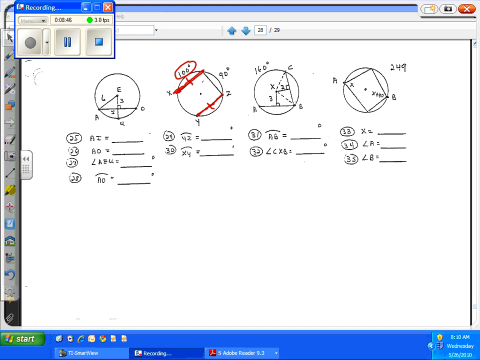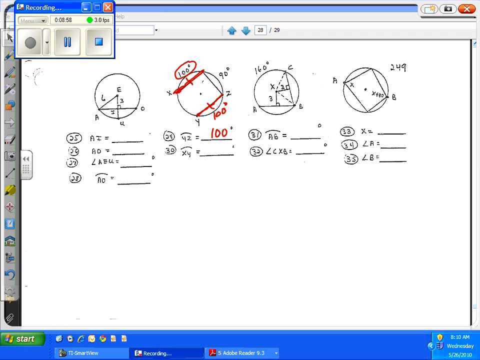Numbers 29 and 30. What we see here is equal chords. This chord has 1 mark. This chord has 1 mark. In equal circles, or we could say in congruent circles or in the same circle, equal chords have equal arcs. The arc of the first chord there is 100, therefore the arc of this chord is 100. So arc YZ is 100 degrees.